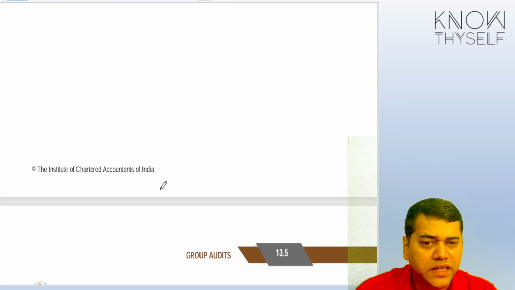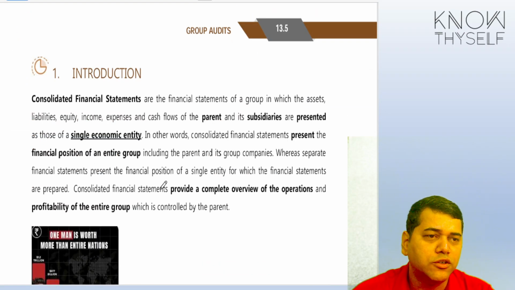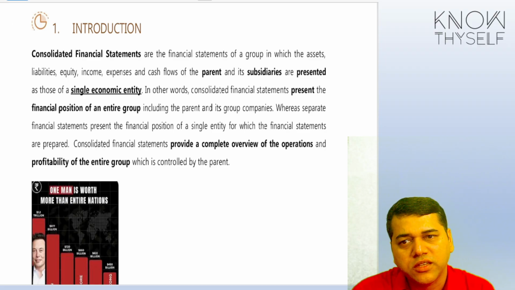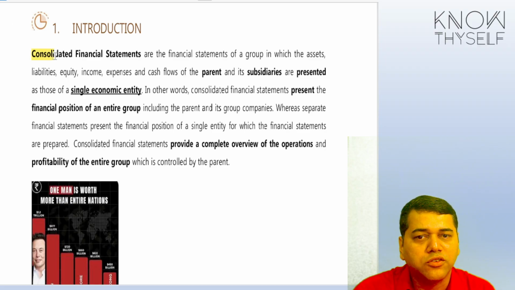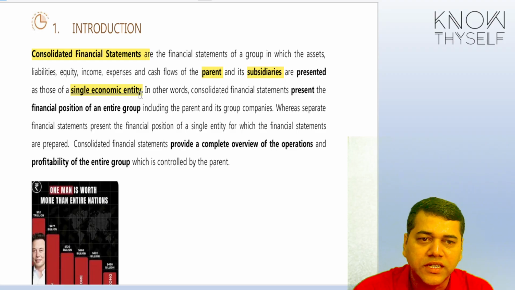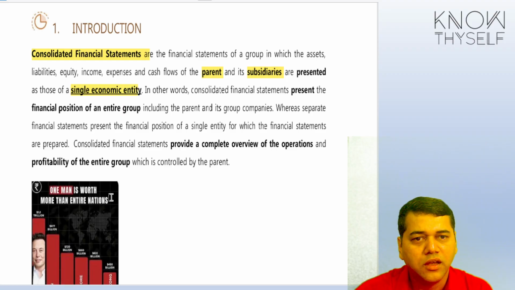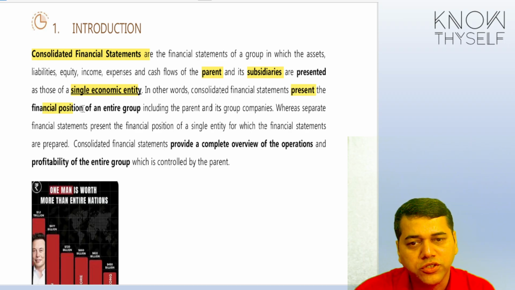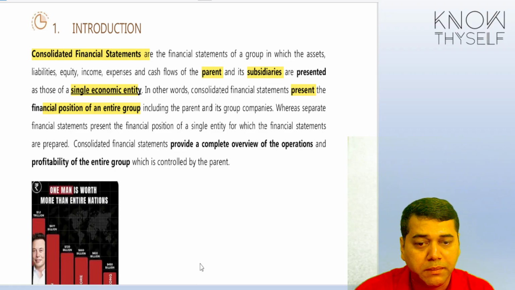So the first part is very simple. That's why I told you, we need not spend time. We can quickly finish this chapter because you already know this. First, they talk about the introduction: consolidated financial statements are those where the parent's and subsidiaries' financial statements are shown as a single entity. You have already done this at the inter level. They present the financial position of the entire group. Whenever they prepare the balance sheet and P&L, it's for the entire group.